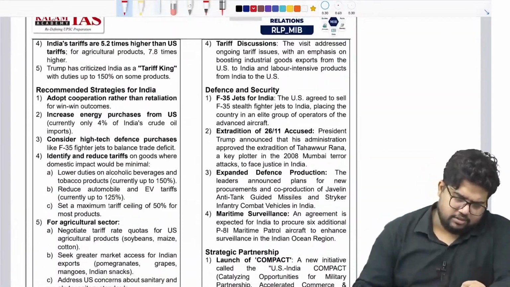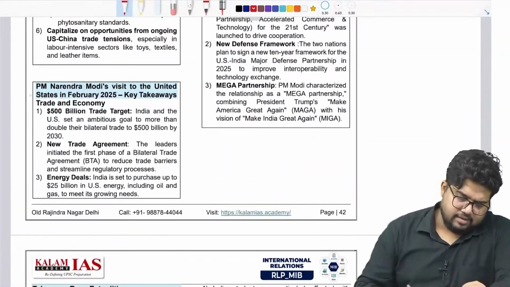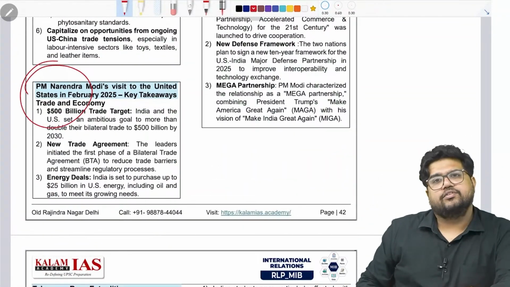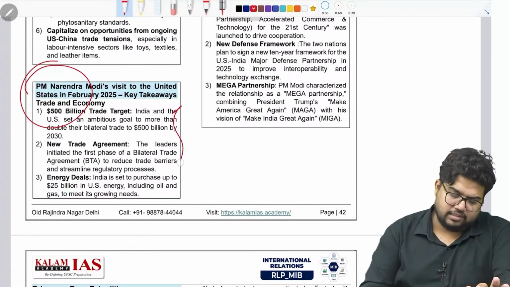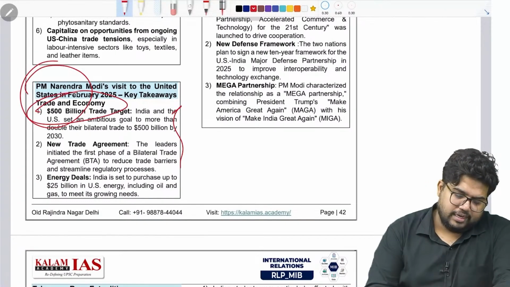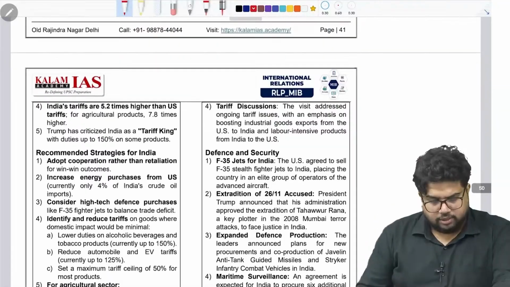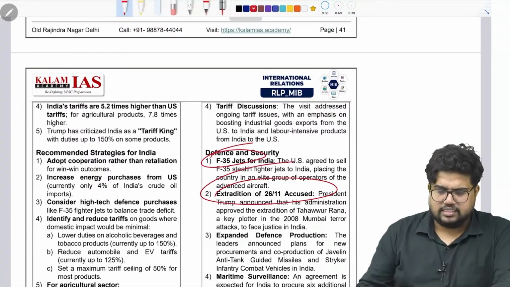So rest, you can go through this document. Narendra Modi's visit to the US after Trump came into power, and what are the key outcomes of this 500 billion trade target, I have already told. There are a lot of other F-35 jet issues.